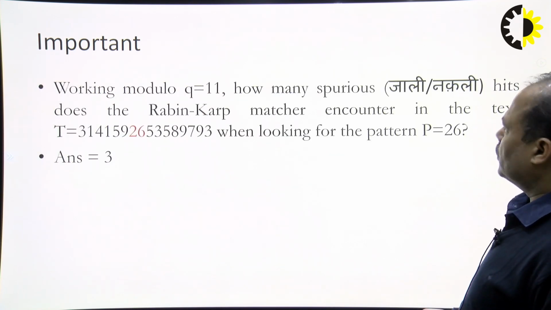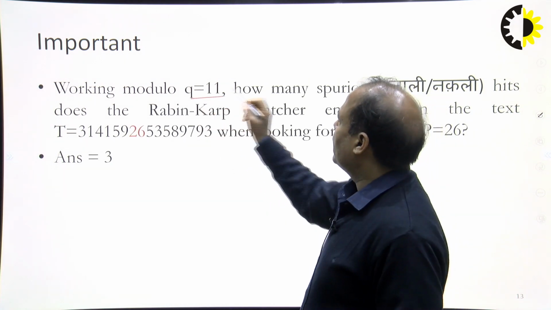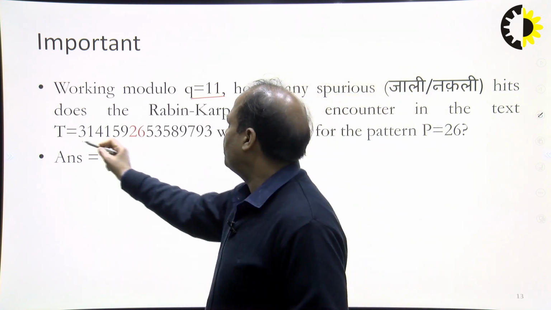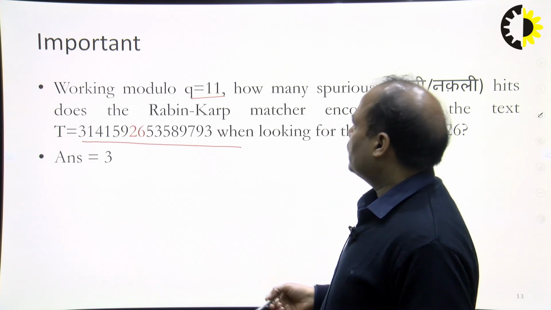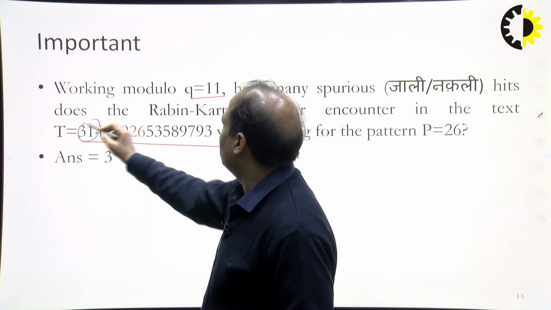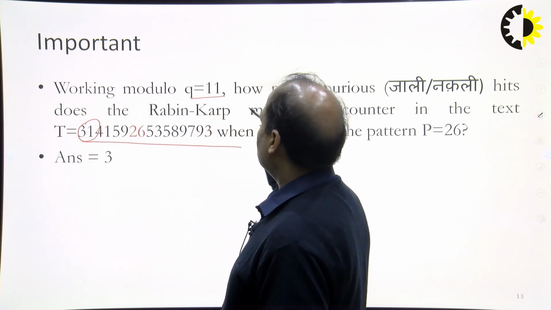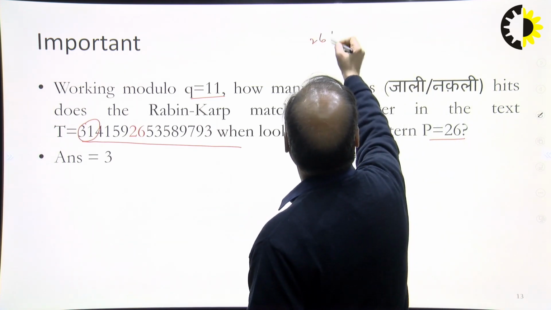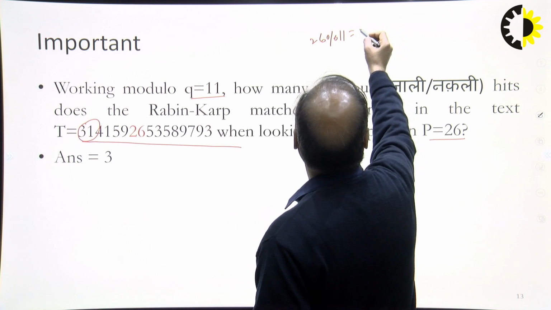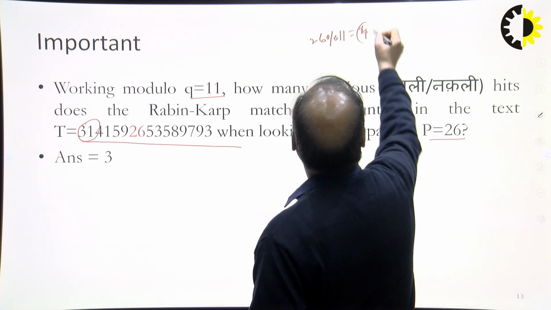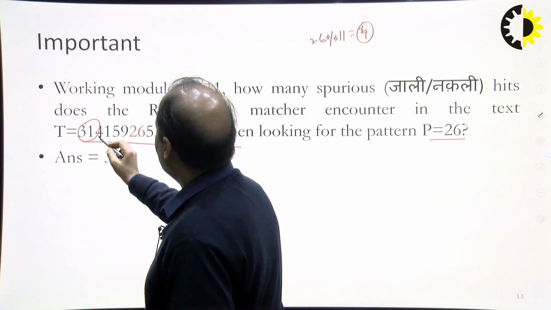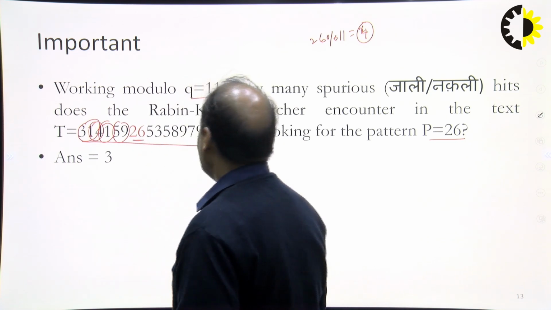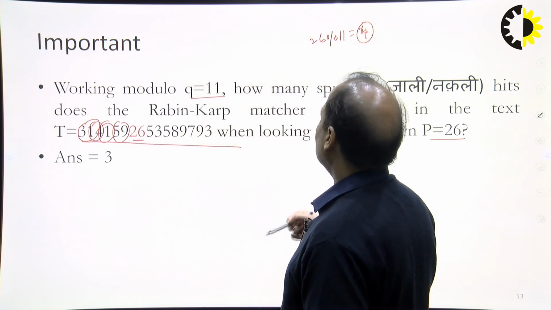This is an important question. Every time it is asked, they will give Q, right? Q is given, and the question is how many spurious hits you are going to get. So you will start from this: 31 modulo 11 not equal to your pattern, which is 26. So 26 modulo 11, you can check, 11 twos are 22, the answer is 4. So you keep checking this, every slot. Since the text is small, you will find that 26 is the match. The rest of the values are going to be spurious hits.